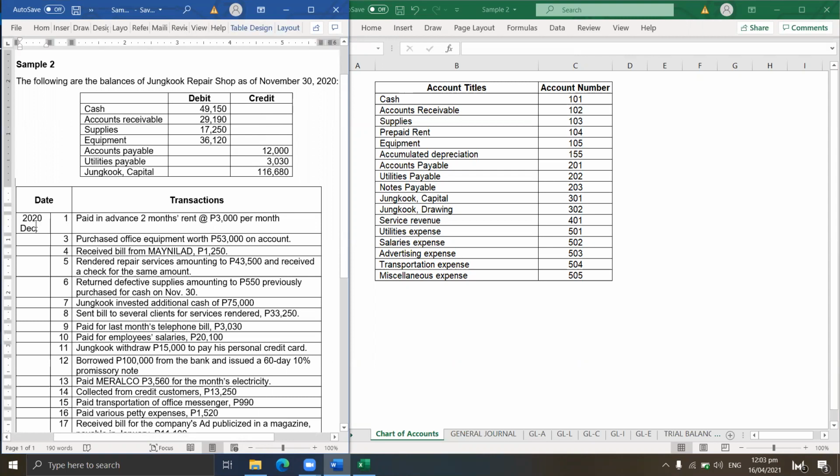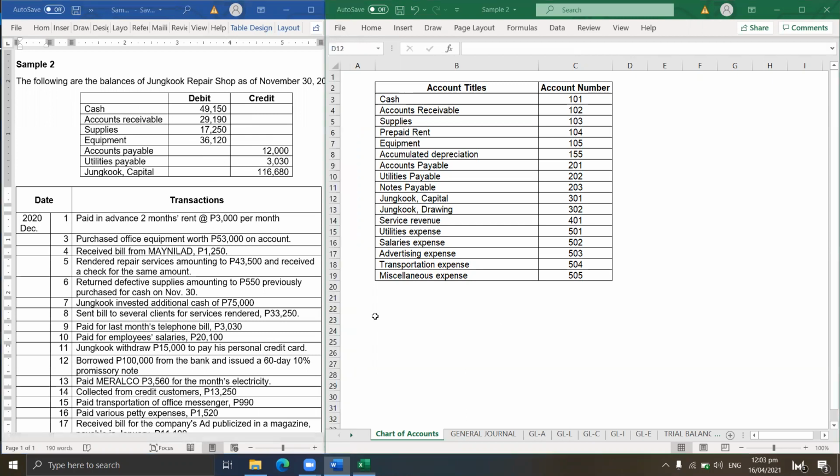So what do we need to do in this scenario? Do we journalize the balances of Jungkook Repair Shop as of November 30 before the December transactions, or what are we going to do? To answer that question, no, we are not going to journalize these balances. Rather, we will be opening our ledger. So why do we open it?